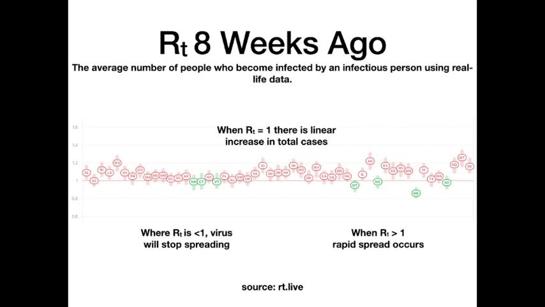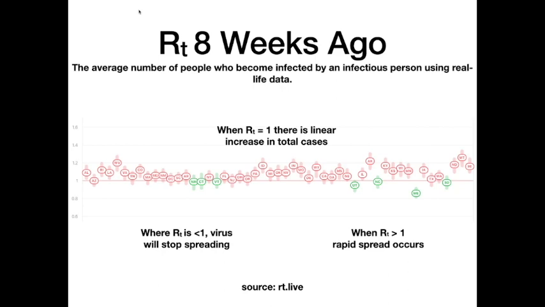Now, here was the R sub T 8 weeks ago. Remember, the R sub T is the average number of people who become infected by an infectious person using real-life data. So if the R sub T equals 1, there's a linear increase in total cases. Think of it this way. 100 people would infect 100 people because it's one person infecting one person. And therefore, that 100 will infect another 100, will infect another 100. So you'll have a linear increase.